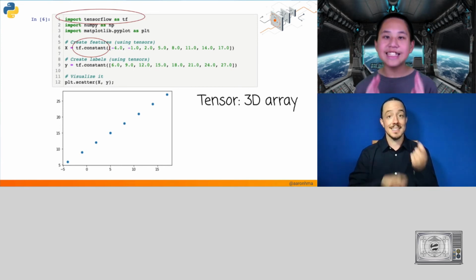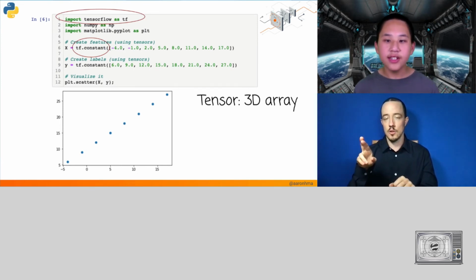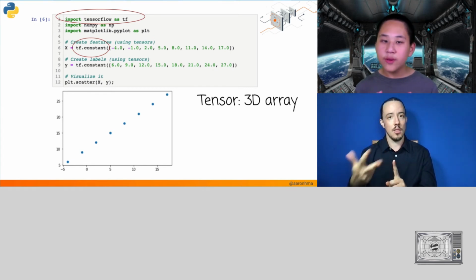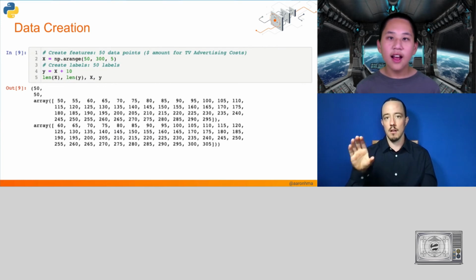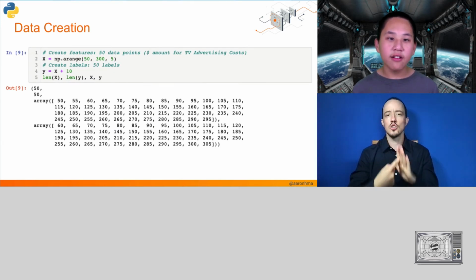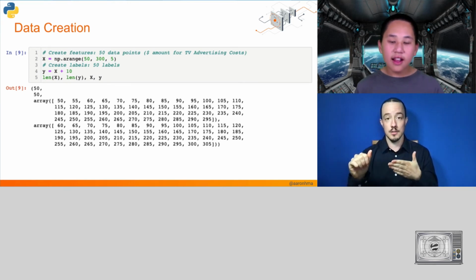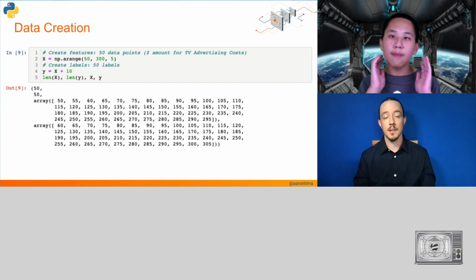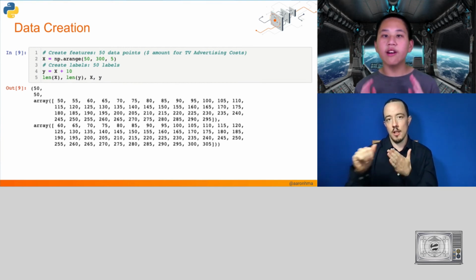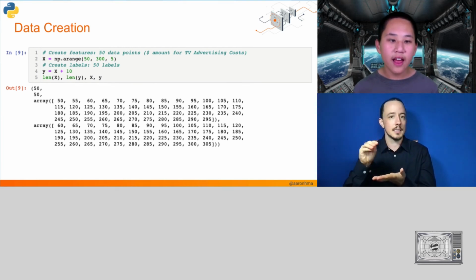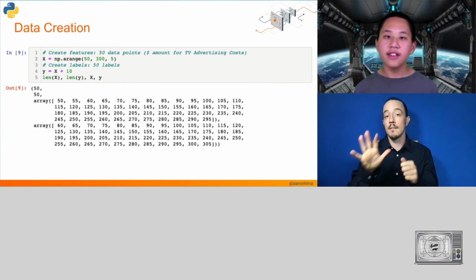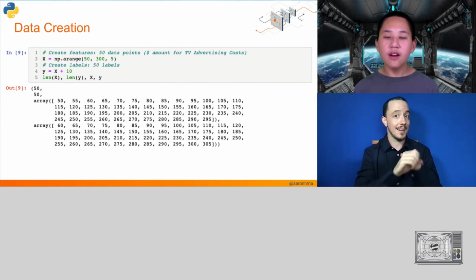We can do the exact same thing in TensorFlow using a tensor. In TensorFlow, a tensor is a 3D array, and you can create one using tf.constant. Now let's go back to our sales example. We start by creating 50 data points with the starting value of $50. Let's say that if we buy $50 of ads, we earn $60 of money. And for every $5 increase in the money that we spend on ads, we earn $5 more.